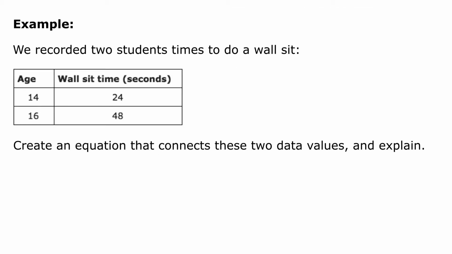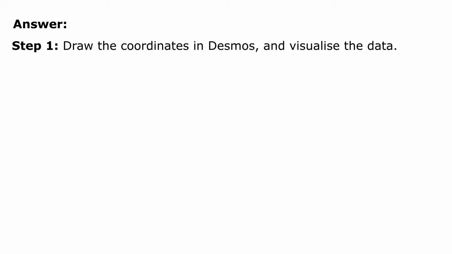And now we'll try a second example. So that was when I give you a word problem, you need to form an equation. Now it's forming an equation if I give you some information, some data. So here we've got two students, a 14-year-old who took 24 seconds in her wall sit time, and a 16-year-old student who was able to do the wall sit for 48 seconds. We want to make an equation connecting these data values.